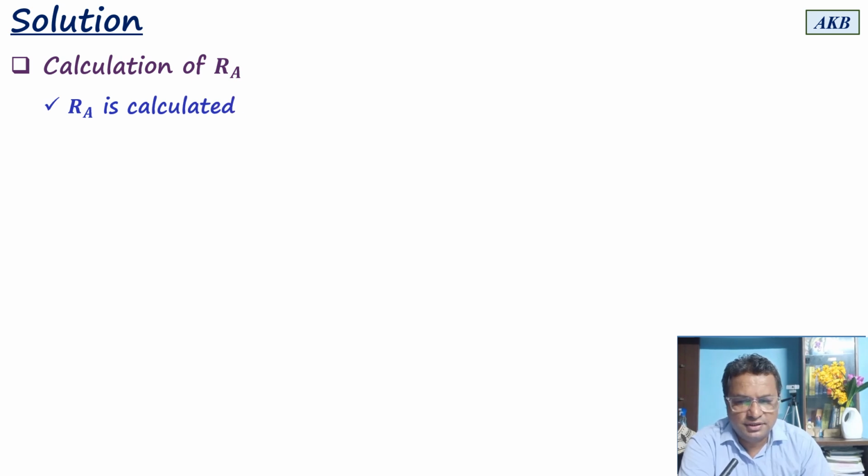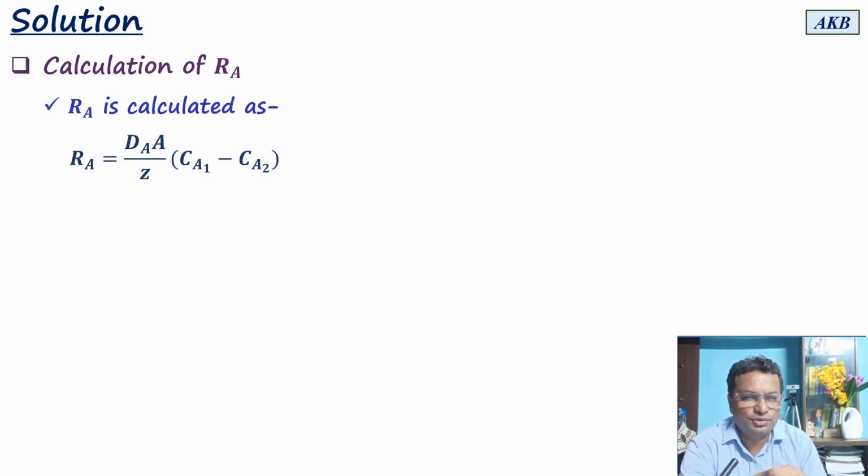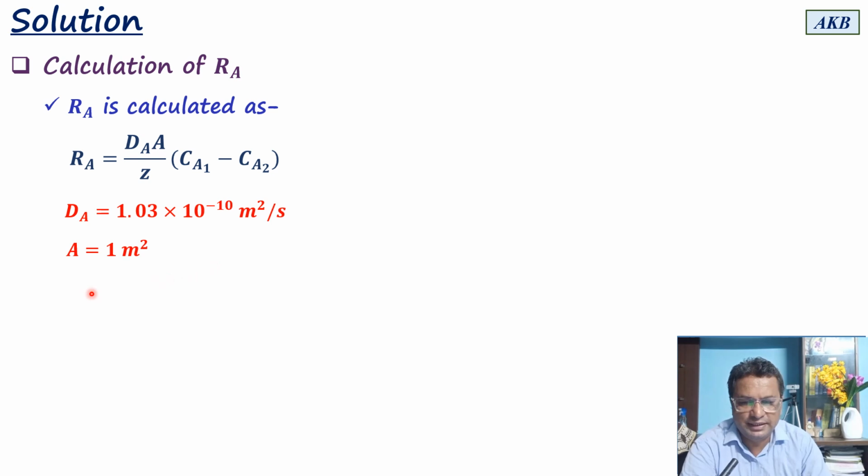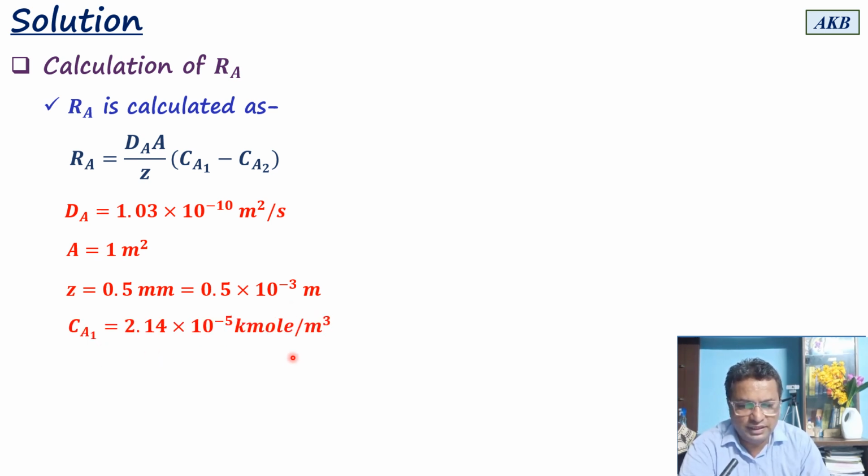For this we are going to use this equation. Now everything on the right hand side is known to us, so that we can get RA. So DA is known, it is 1.013 into 10 to the power minus 10 meter square per second. A is 1 meter square, since rate is to be calculated per unit area. Z is known, it is 0.5 mm, that is 0.5 into 10 to the power minus 3 meter. Ca1 we calculated as 2.14 into 10 to the power minus 5 kilomole per meter cube of solid.